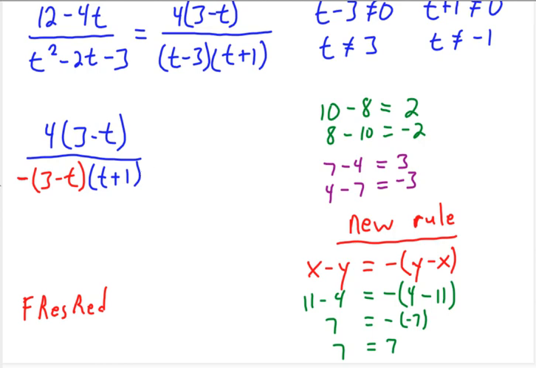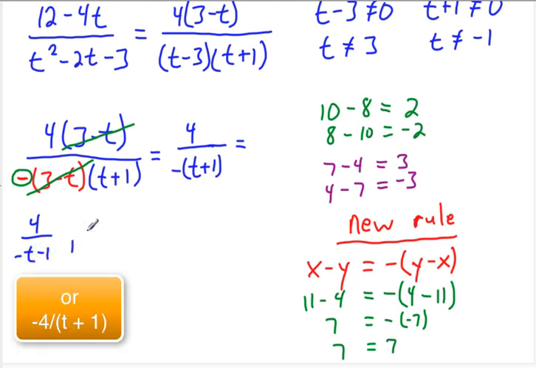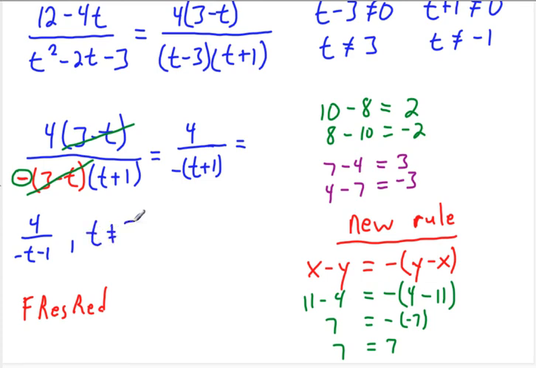Okay, so now I do have this 3 minus t that I can cross out. But don't make a mistake. Don't cross out that negative there, because that has to be there. So we end up with our answer of 4 over negative (t plus 1). Now if we were to distribute that negative, if we were to fully simplify, which really means take out parentheses, that would be 4 over negative t minus 1, right? And with our restrictions, which we found out up top, t is not equal to 3, and t is not equal to negative 1.